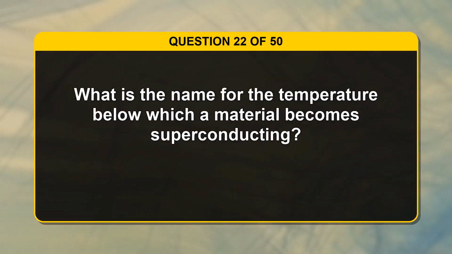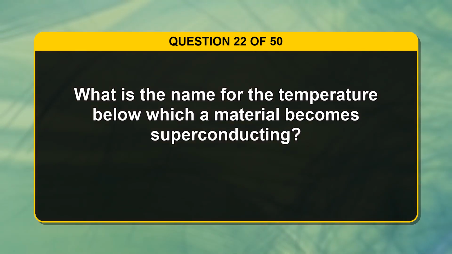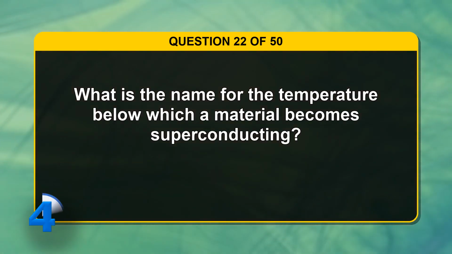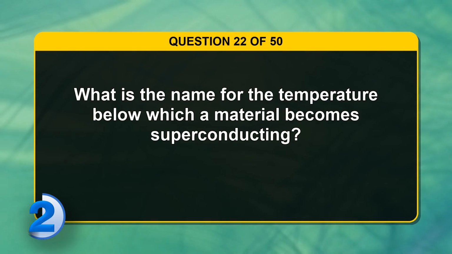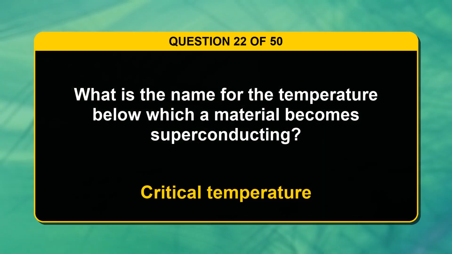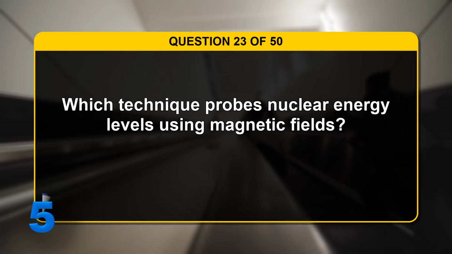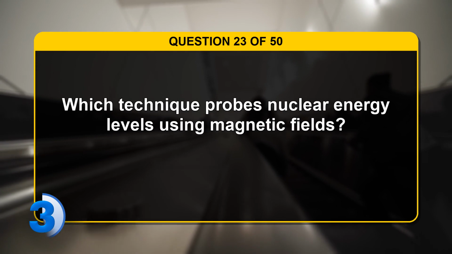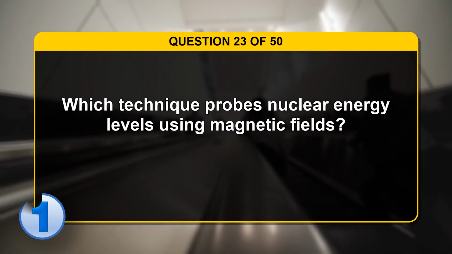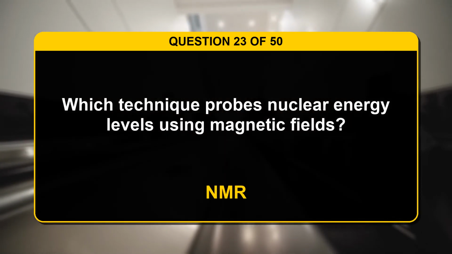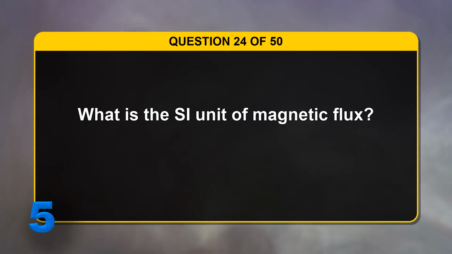What is the name for the temperature below which a material becomes superconducting? Critical temperature. Which technique probes nuclear energy levels using magnetic fields? NMR. What is the SI unit of magnetic flux? Weber.